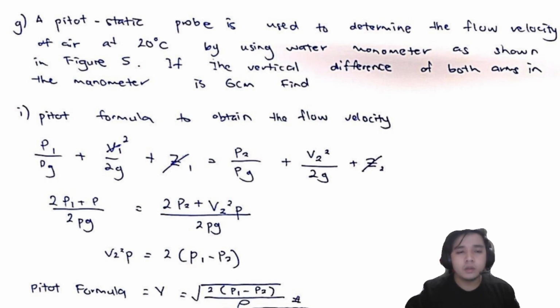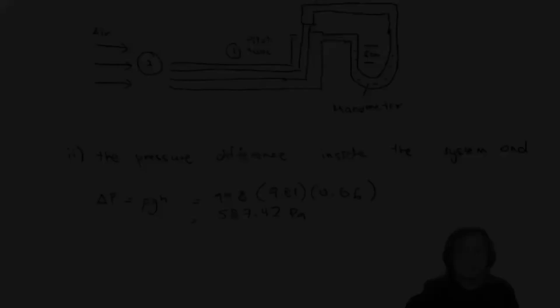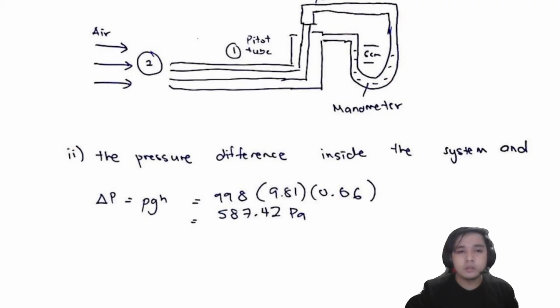G1, Pitot formula to obtain the flow velocity. So we use the formula P1 over rho g plus V1 squared over 2g plus Z1 equal to P2 over rho g plus V2 squared over 2g plus Z2. So we calculate it, and the Pitot formula will be V equal to square root of 2 in bracket P1 minus P2 over rho.